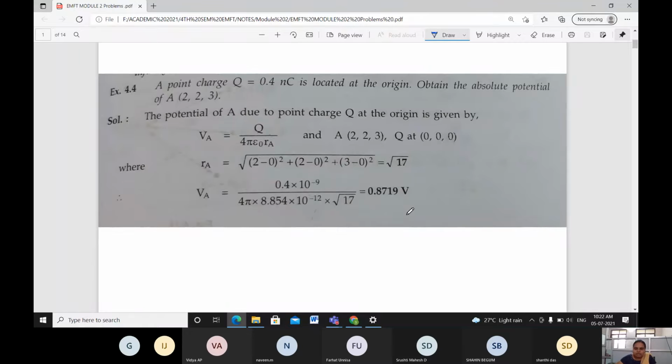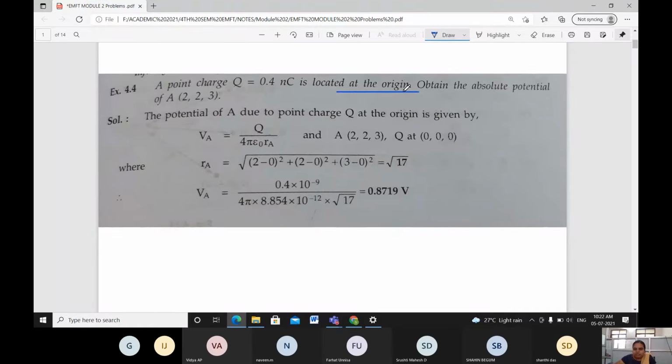Okay, first we'll solve the simple problems, which will be asked for only 4 marks, or sometimes 2 marks also. The first problem here is of a point charge Q, which is 0.4 nanocoulombs, located at the origin.